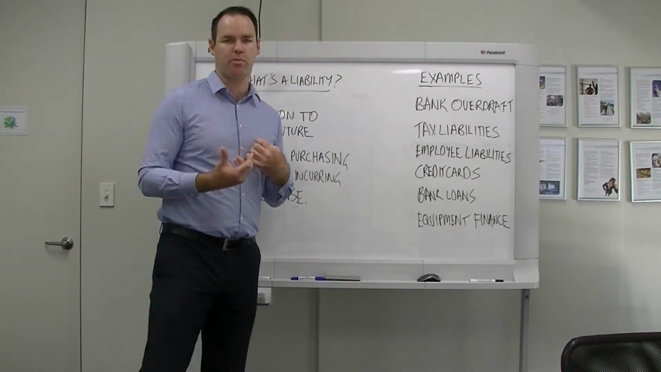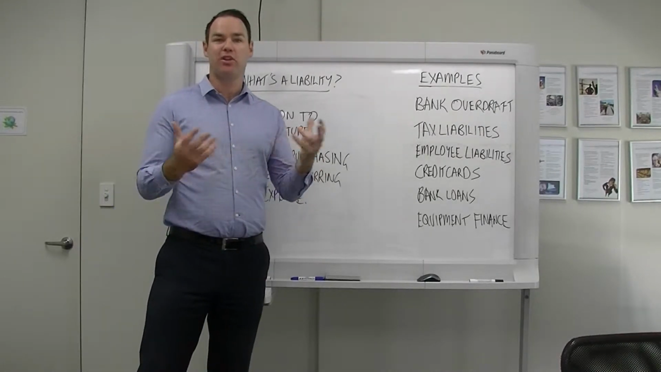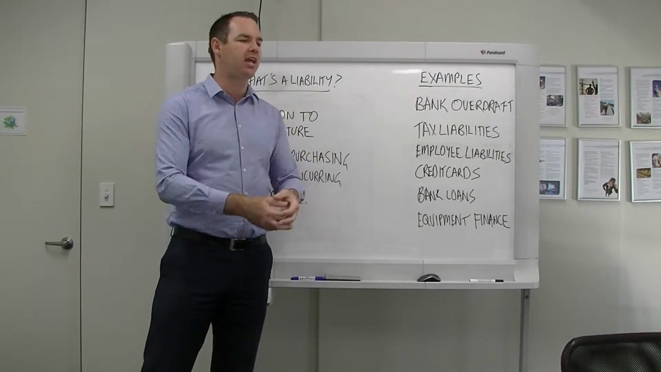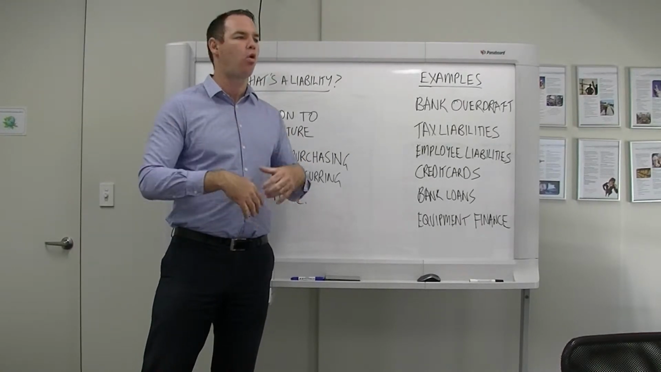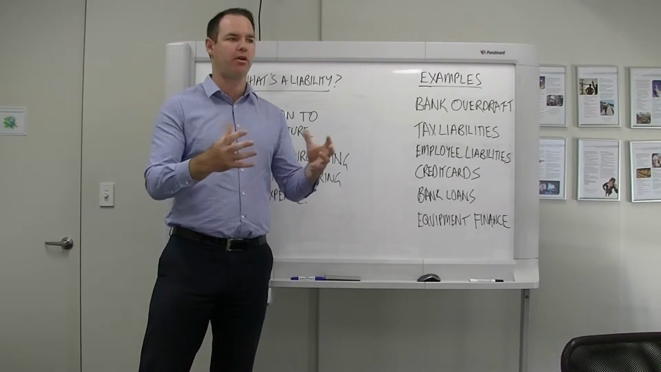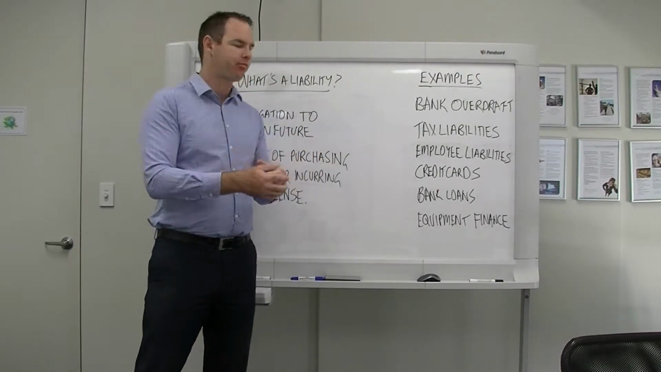It's made up of two components. It's an obligation to pay in the future. So you have a liability. There's an obligation, an onus on you and your business to pay somebody or some business or agency like a government, the taxman, in the future.